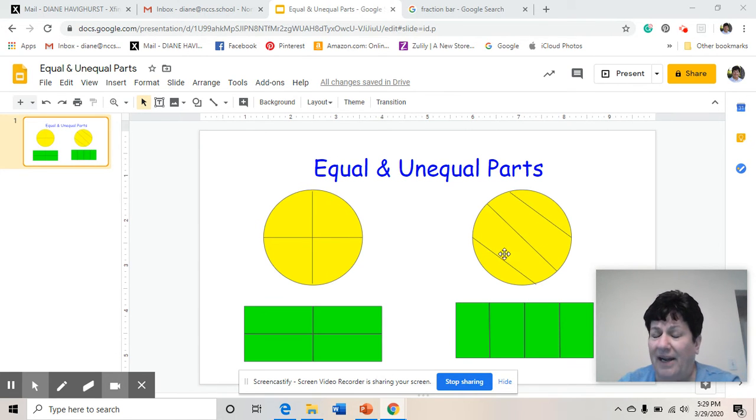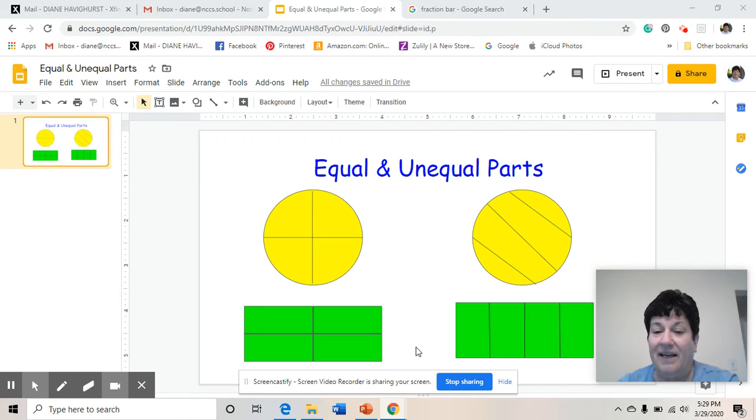If you look at this circle over here, this is also divided into 4 parts. However, you can see that they're not equal parts. This part's a little bit bigger, this part's a little bit smaller. They are not equal parts. If we had a cake and we divided it this way, we could share it equally among 4 of us. But if we had a cake and we cut it this way, it wouldn't really be fair and someone would complain because they would not get an equal part. So equal parts, unequal parts.